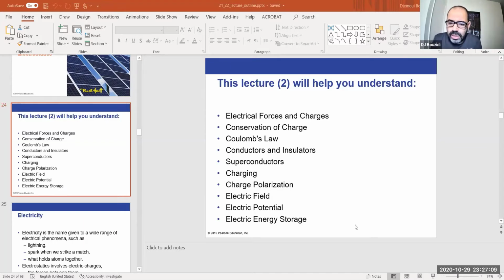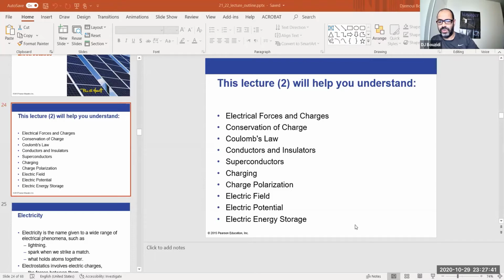Okay, so they're basically conducting electricity. They're conductors, but with no resistance, which is kind of a nice thing to have. Okay, and then we're going to talk about charging, how to charge things, and then polarization. The process with which this took the paper was through a process called induced charge.